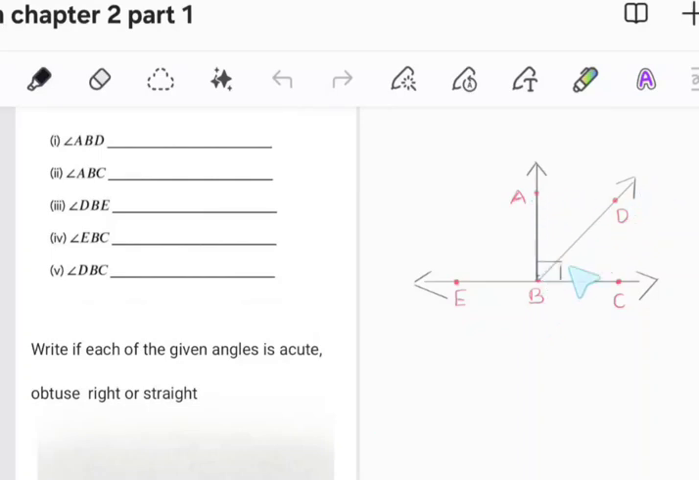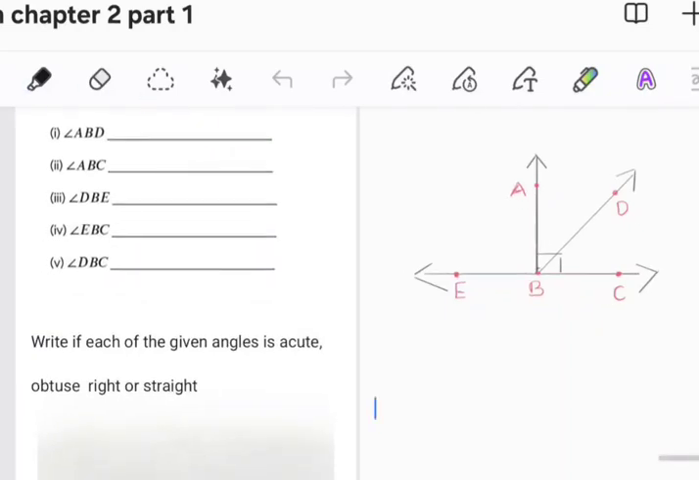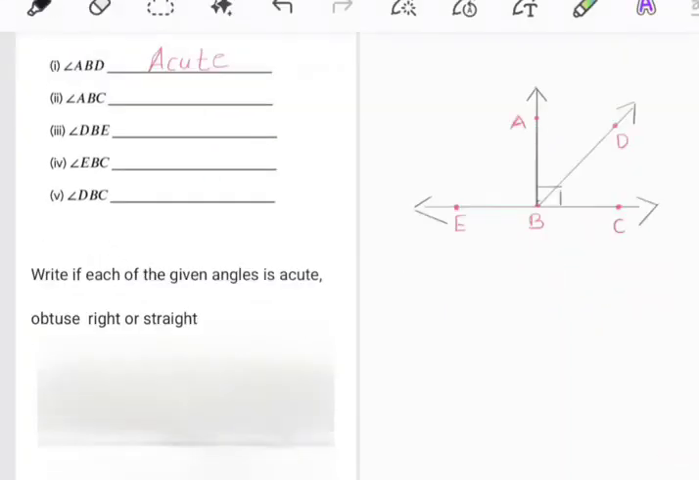This angle is smaller than the 90-degree corner, right? So it should be acute. We can write here acute angle. Next one, angle ABC. It is marked with the square symbol indicating it is 90 degrees. So we can write it as right angle.